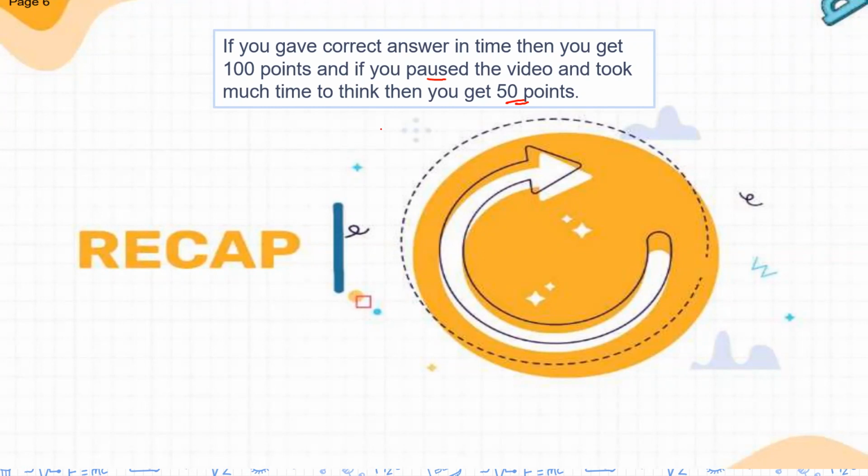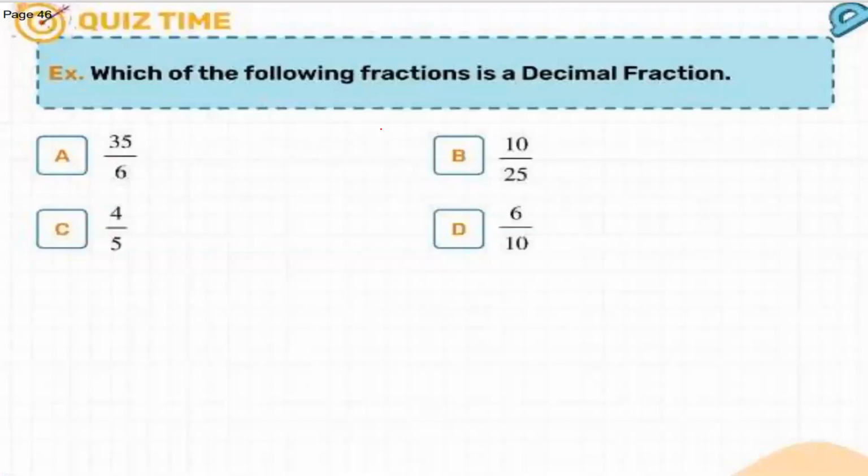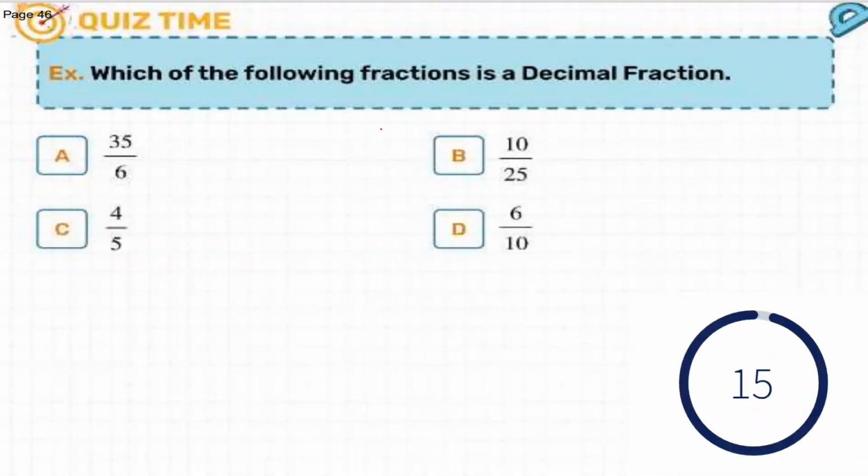Okay, now let's start with the first. Which of the following fractions is a decimal fraction? Option A 35 upon 6, option B 10 upon 25, option C 4 upon 5, and option D 6 upon 10. This is very easy. I'm starting the timer. Your 15 seconds start now. You have to answer in 15 seconds. 10 seconds are left to think for your answer. This is very easy.